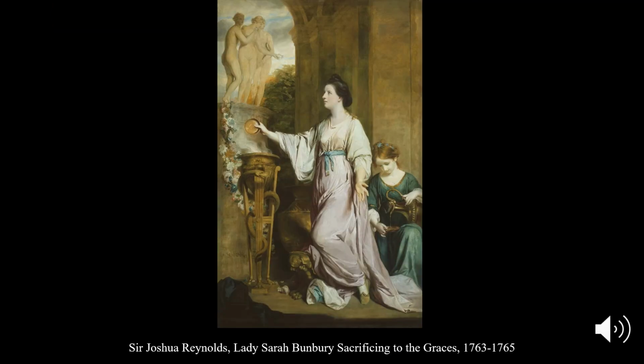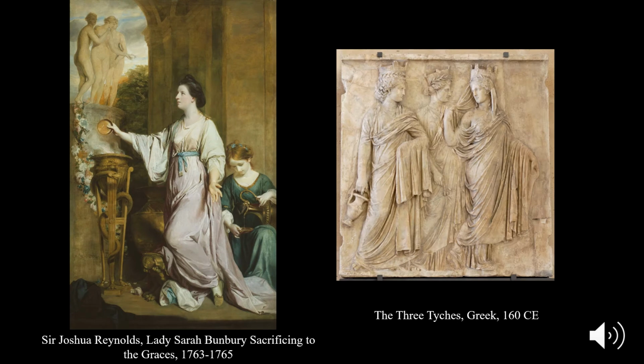Reynolds was not always rigorously classical, but he did set modern figures into antique poses and costumes, as you see here with Lady Sarah Bunbury sacrificing to the Graces from 1763 to 1765. This is a pose borrowed from classical relief, which I'll show you on the next slide. So the pose of the figures is borrowed from something like this, and this is an image at right from the early Roman period, the 2nd century, the Common Era, 3 goddesses of fortune.